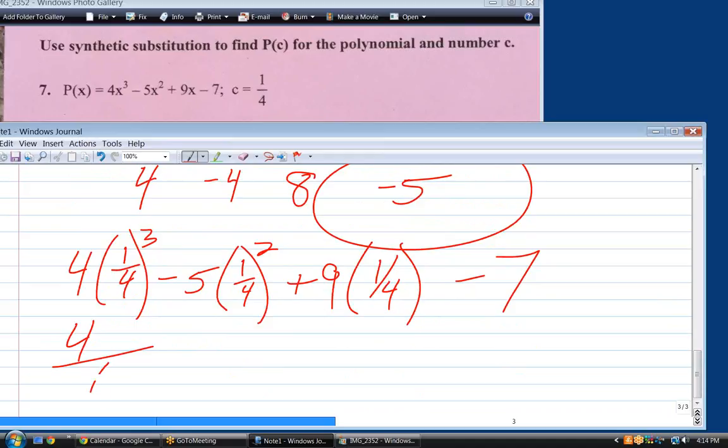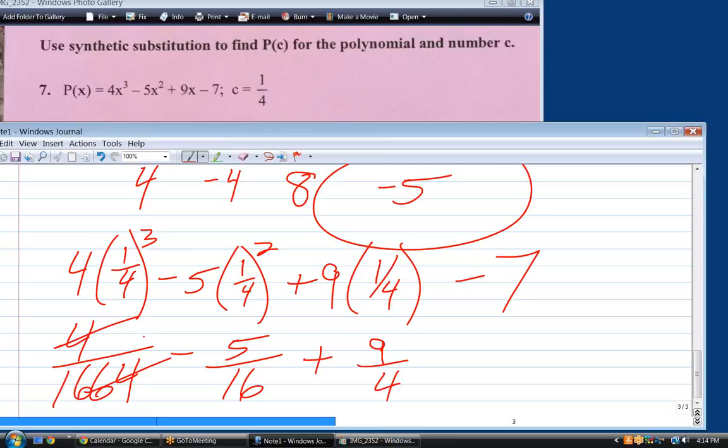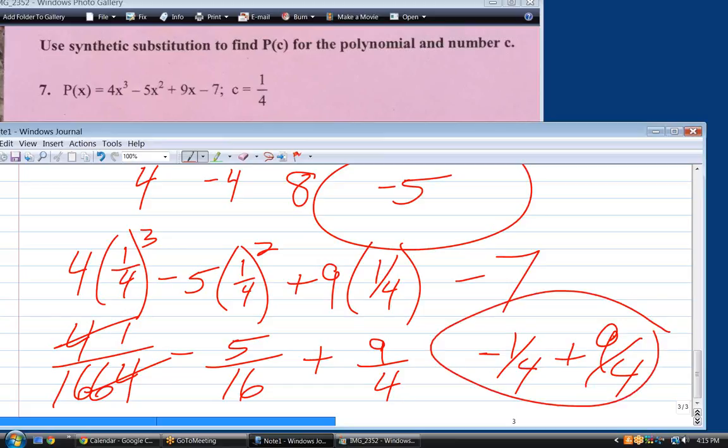Now this is 4 over 64 minus 5 over 16 plus 9 over 4. So that's 1 over 16 minus 5 over 16, that's minus 1/4, plus 9/4. Minus 1/4 plus 9/4 is equal to 2. Minus 7 is minus 5.